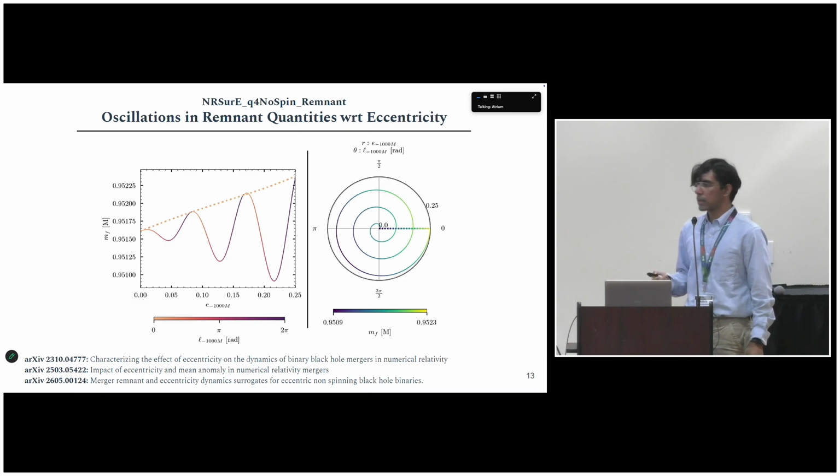The upshot here is that the oscillations that the other groups have been seeing are likely due to them ignoring the parameter of mean anomaly altogether. And the idea is that to model any eccentric system, two parameters are necessary. So one can't ignore one parameter.